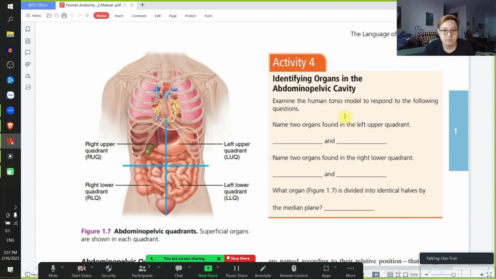Left upper quadrant and left lower quadrant. Left has two: left upper quadrant and left lower. Yeah, but you have to name 2 organs found in the left upper quadrant. Now, what organs are in the left upper quadrant? What do you see here?